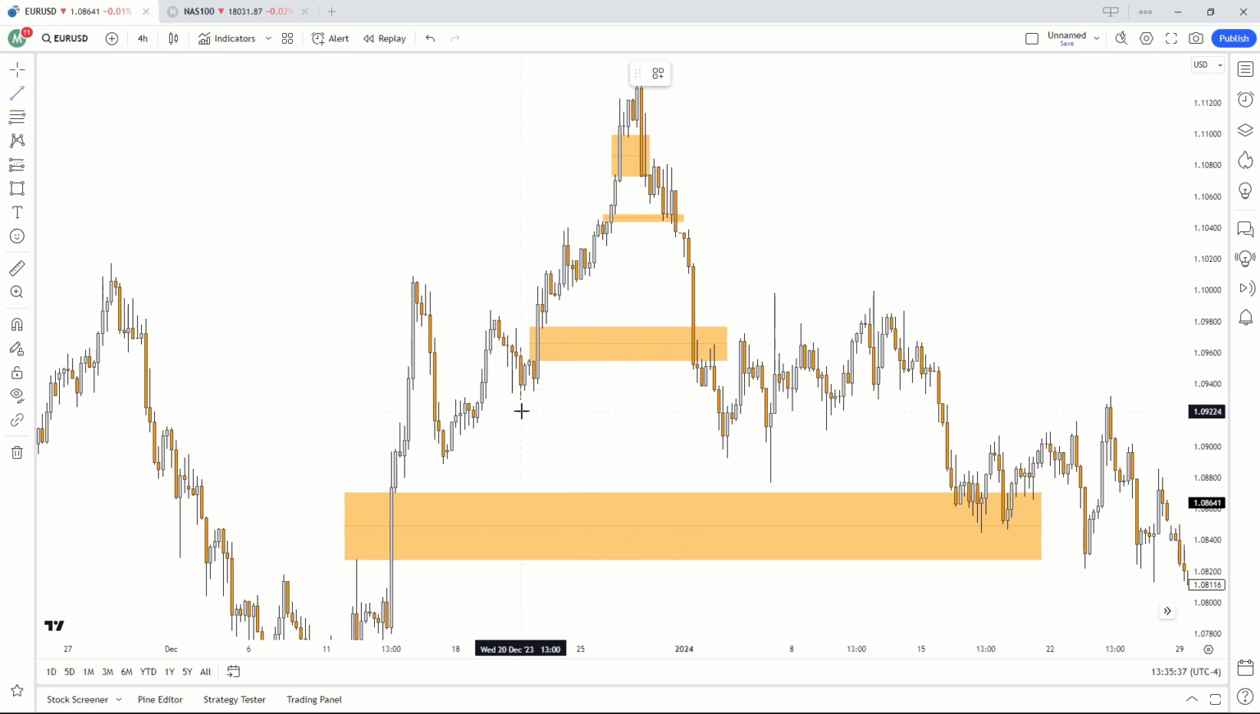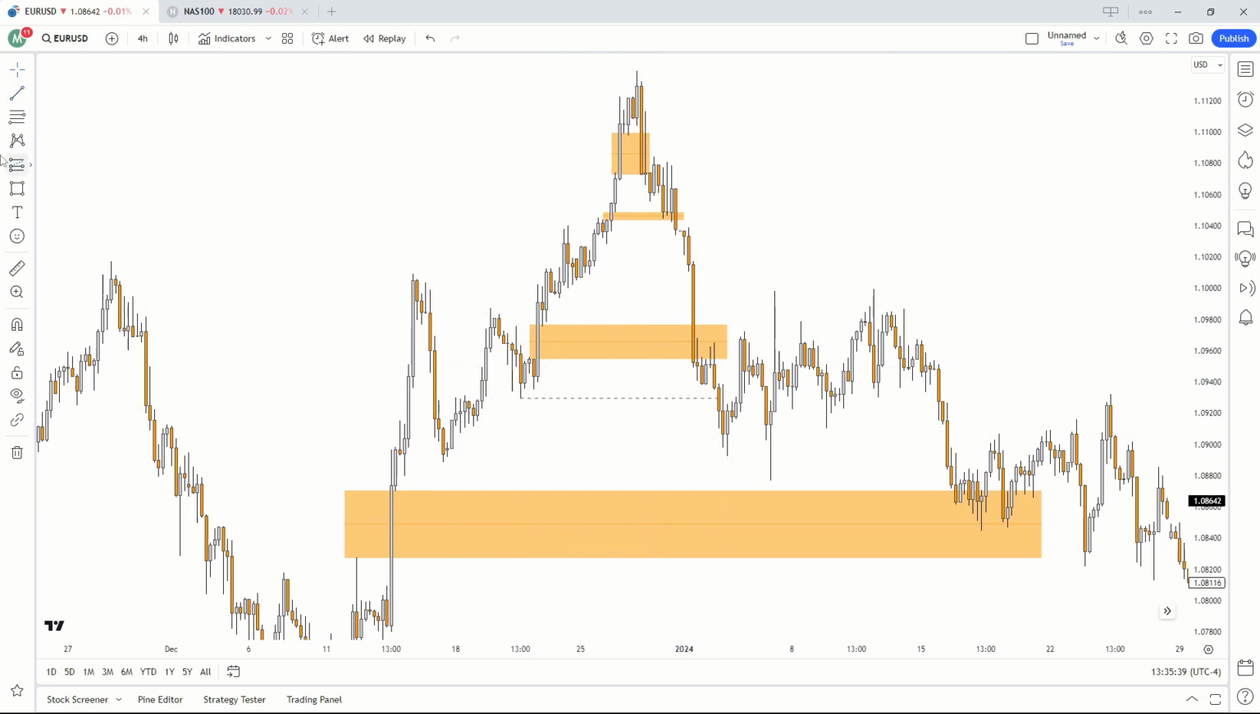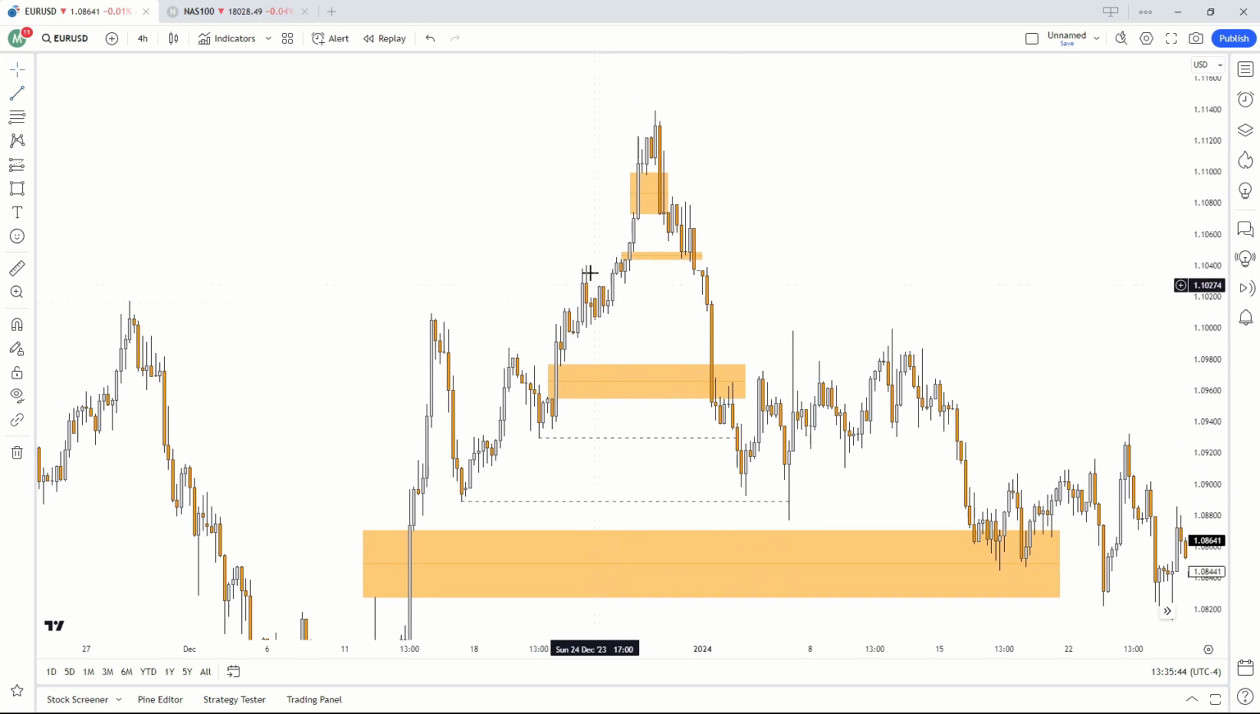So we do end up taking liquidity right here. We also end up taking this low right here. So if a fair value gap fails, market is looking to take liquidity.